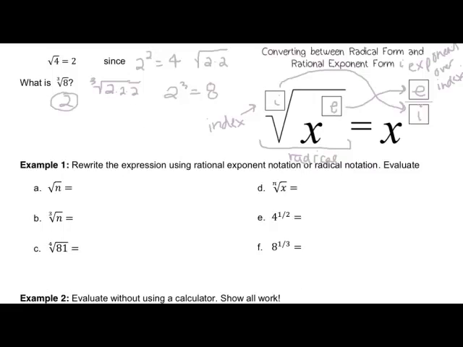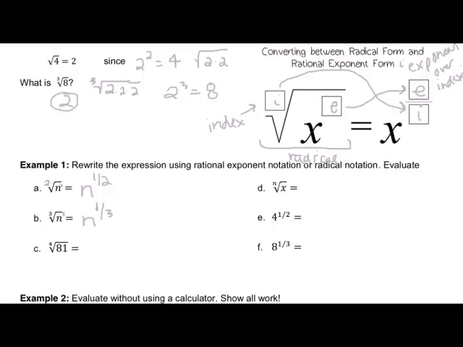Example 1 says to rewrite the expression using rational exponent notation or radical notation and evaluate. So for part A, we have the square root of n. Again, we know it's a square root because there's no number outside, so we assume that it's 2. So if we have a 2 outside of our radical, our n is to the first power, because again, there's nothing written. So we take the exponent over the index. So this is going to be n to the 1/2 power. For part B, same type thing. n is raised to the first power, only this time our index is 3. So again, we leave our n the same, and our exponent is 1 over our index, which is 3. So n to the 1/3 power.